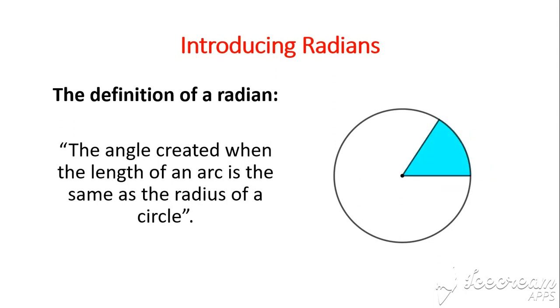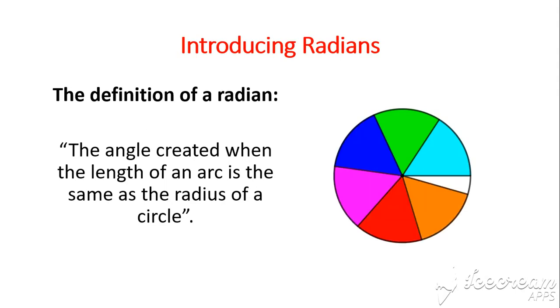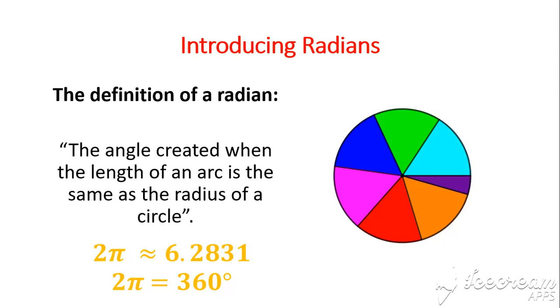So this is 1 radian, 2 radians, 3 radians, 4 radians, 5 radians, 6 radians, 6 and a bit. Now 6 and a bit radians is equivalent to 2 pi. And so we say 2 pi is equal to 360 degrees.